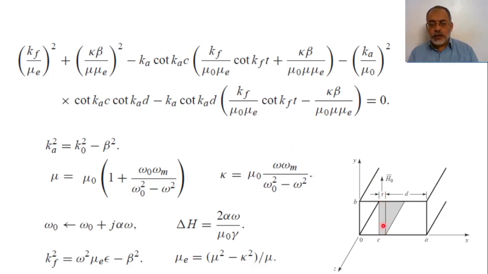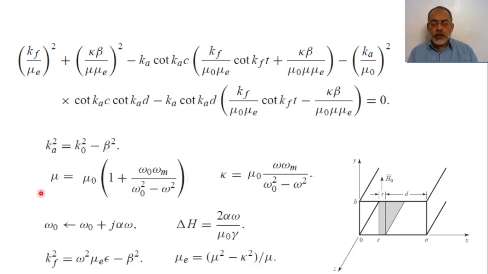waveguide with a ferrite slab, where k_a squared is k naught squared minus beta squared, and beta is the unknown propagation constant, and beta is actually a complex value, because we have a complex propagation constant. It includes both phase constant and attenuation constant.